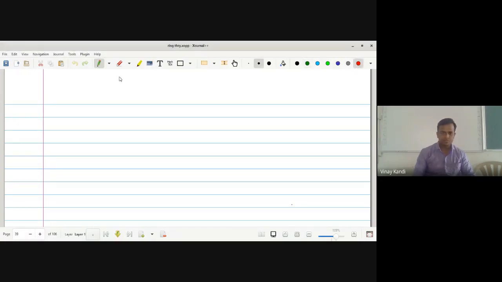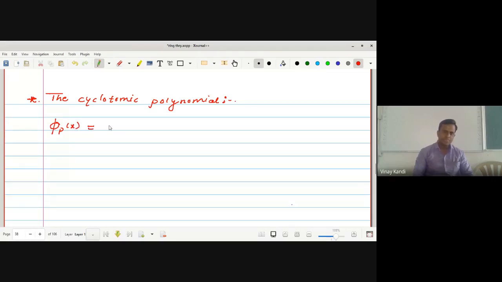Okay, now look at it. Cyclotomic polynomial. Okay, now let phi p of x be equal to x raised to p minus 1 divided by x minus 1, which is equal to x raised to p minus 1 plus x raised to p minus 2, up to and so on, x plus 1, and that polynomial is called the cyclotomic polynomial.